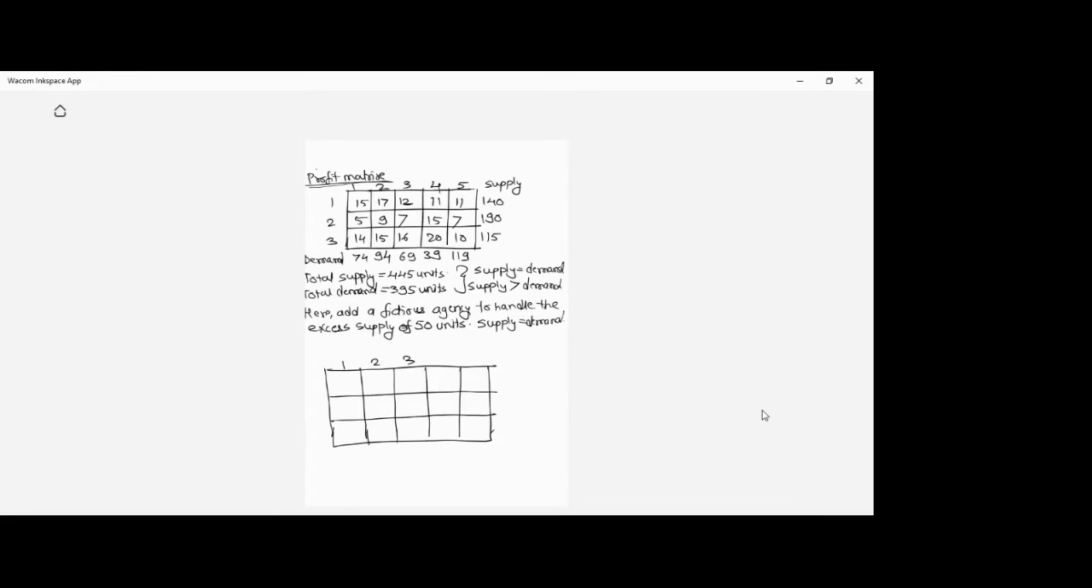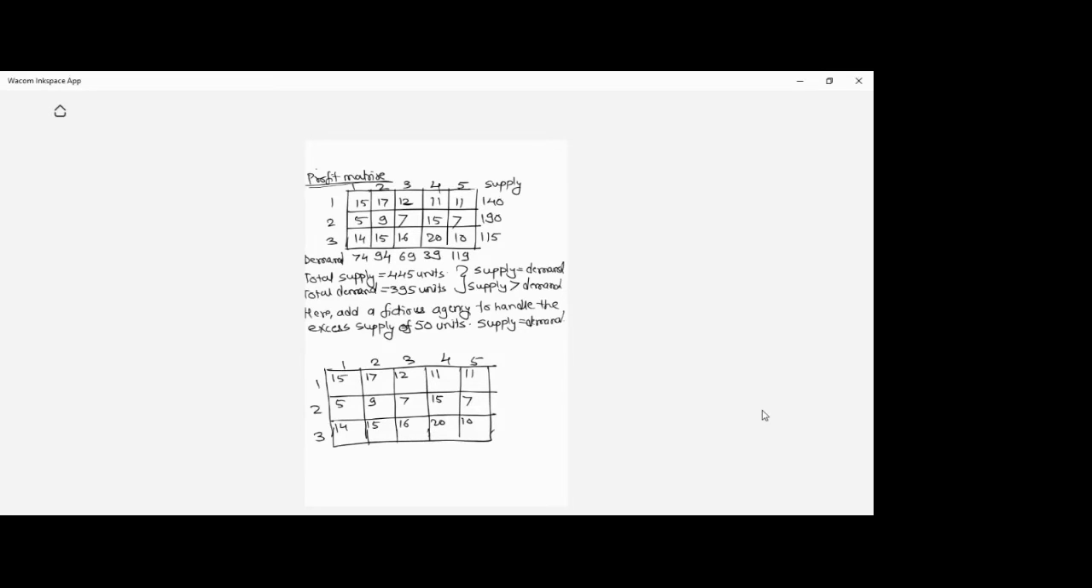Agencies 1, 2, 3, 4, 5 and factories 1, 2, 3. So 15, 17, 12, 11, 11, 5, 9, 7, 15, 7, 14, 15, 16, 20, and 10.